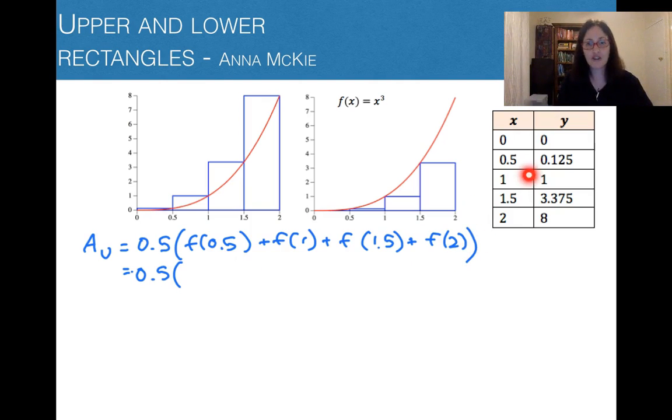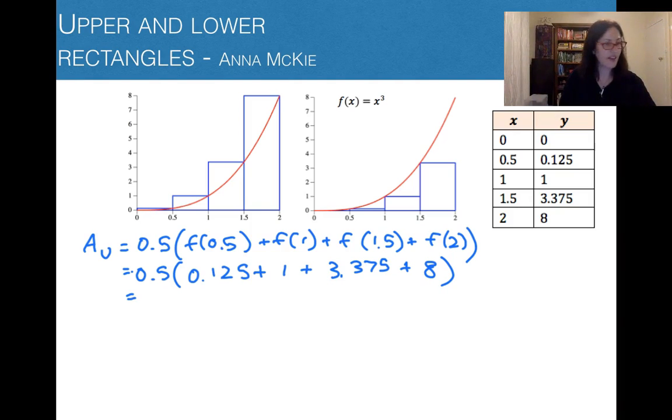So f of 0.5. You come across to your table here, and the y value, which is going to be your height, is 0.125. So writing that down, adding on f of 1, where you've got your table here, f of 1 is 1. So that's 1 cubed. And then adding on the other 2, and finally f of 2 is 8. Working that out, I'll tell you it's 6.25. So there are the upper rectangles.